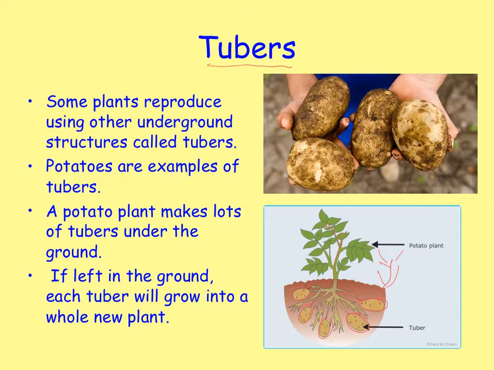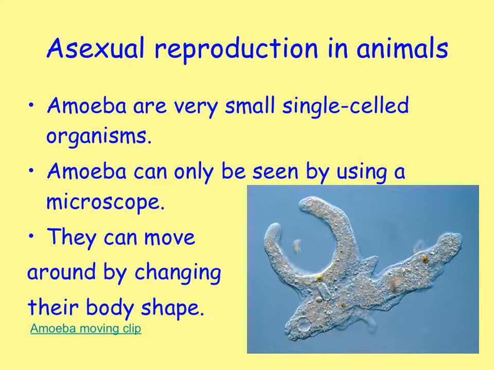And all of these are just ways that plants naturally reproduce using asexual reproduction. I did say it was mostly plants that did that, but there are some animals that reproduce asexually, and an example of this is this little character here called an amoeba. It's a single-celled organism. It can be seen using a microscope, and you will have seen those when we had a look at some of the cells underneath microscopes. And they can move about by changing their body shape.